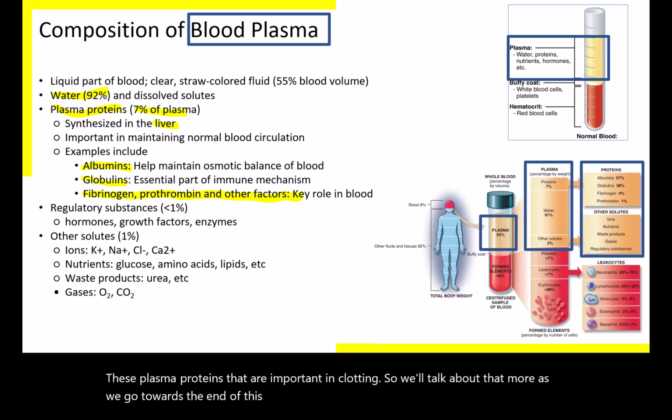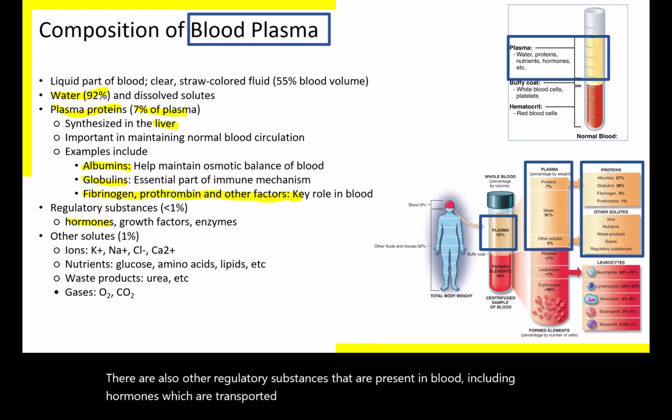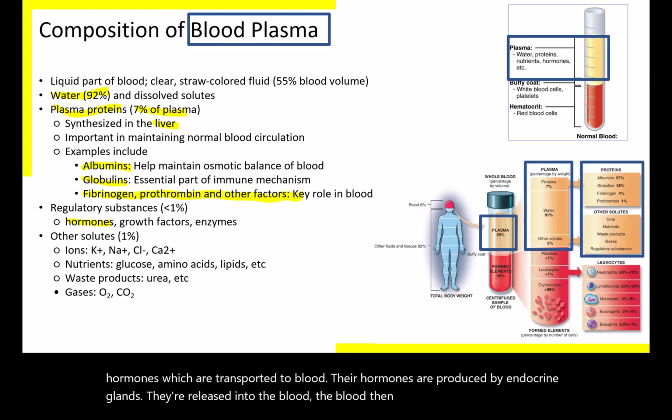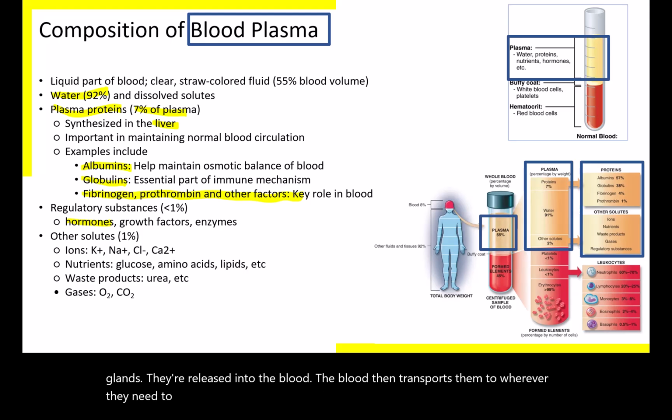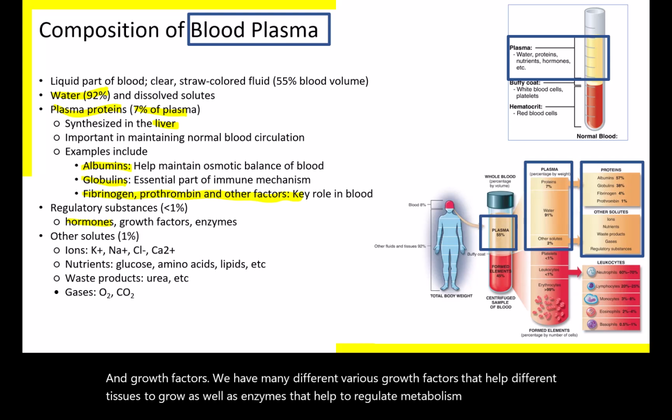There are also other regulatory substances that are present in blood, including hormones, which are transported in blood. These hormones are produced by endocrine glands. They're released into the blood. The blood then transports them to wherever they need to go, to tissues and cells that have receptors for the specific hormones. And growth factors, we have many different growth factors that help different tissues to grow, as well as enzymes that help to regulate metabolism throughout the body.